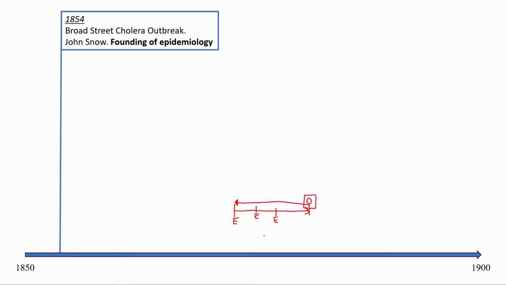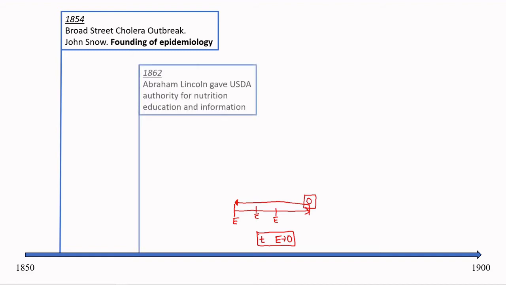And finally, John Snow most likely did a cross-sectional study where at a single point in time, you look at both the exposures and you measure the observation, connecting the Broad Street well with cholera. In 1862, Abraham Lincoln gave the USDA authority for nutrition education and information. The USDA's current contributions to public health include their food pyramid and MyPlate.